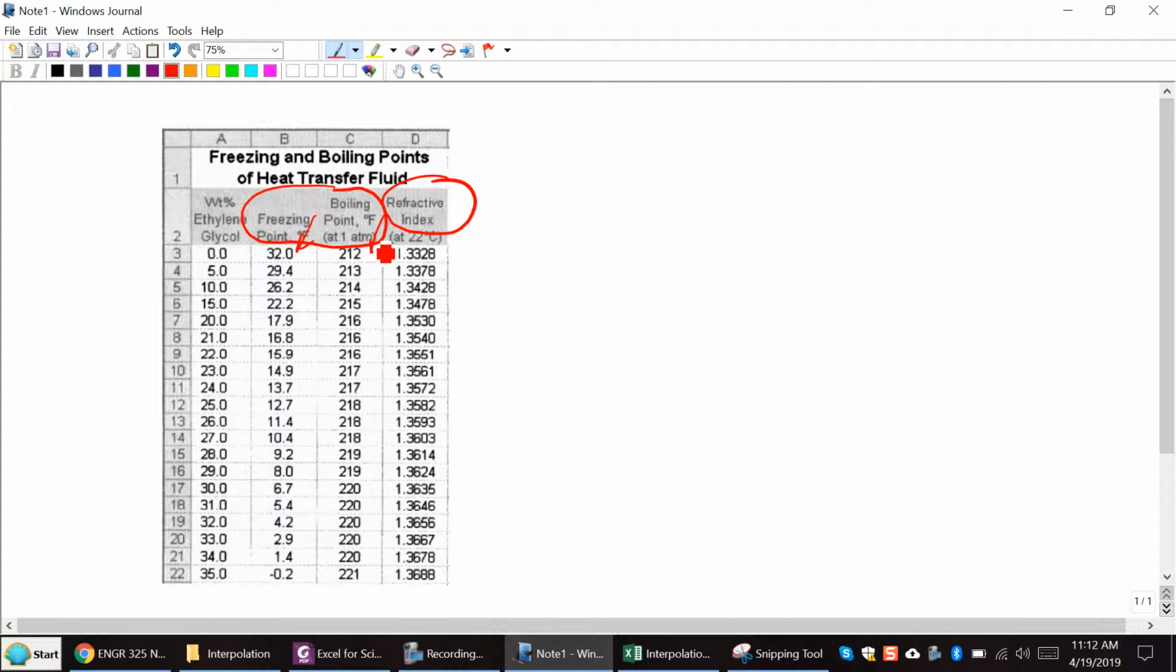So if I start adding ethylene glycol, which is antifreeze, what impact is that going to have on the freezing point? It's going to lower it. And what impact is it going to have on the boiling point? It's going to raise it. That's why we have antifreeze, because water is one of the few substances that when it freezes, it gets larger, so the density decreases.